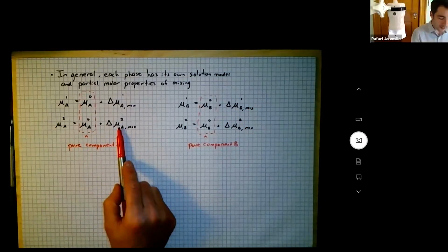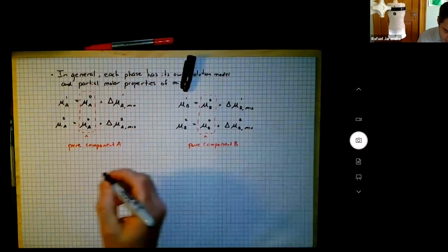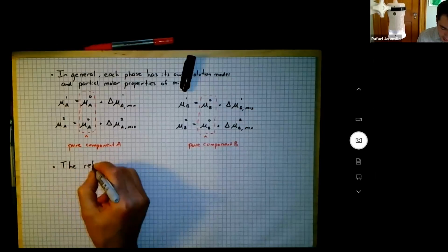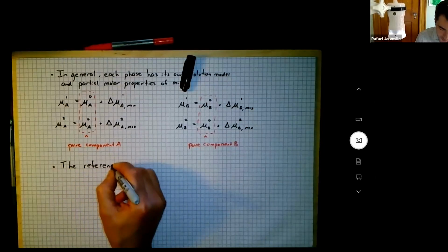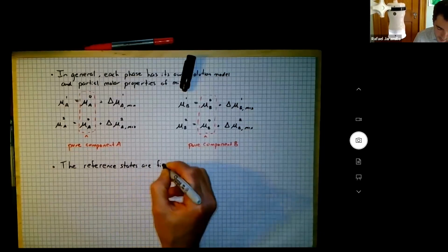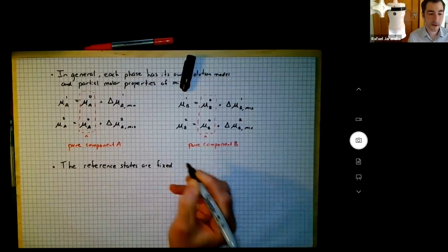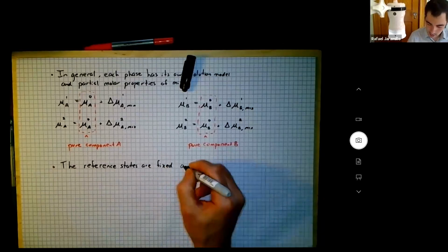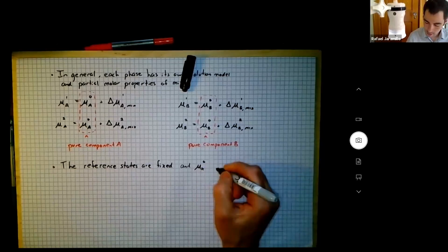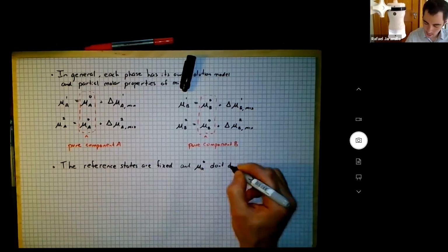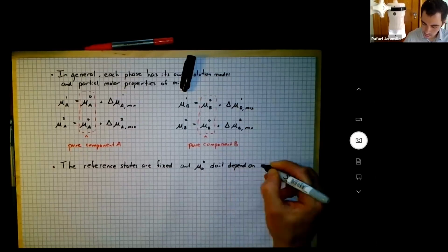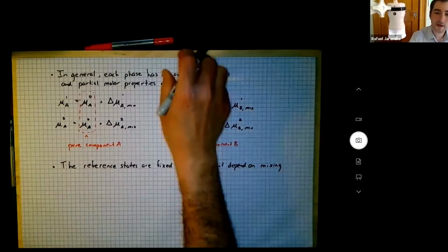So in words, the reference states are fixed, and the mu k naught don't depend on mixing. The properties of the ingredients don't depend on your recipe.